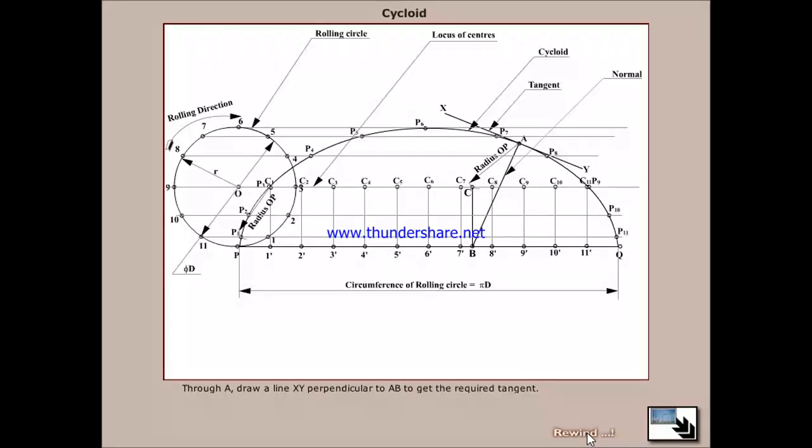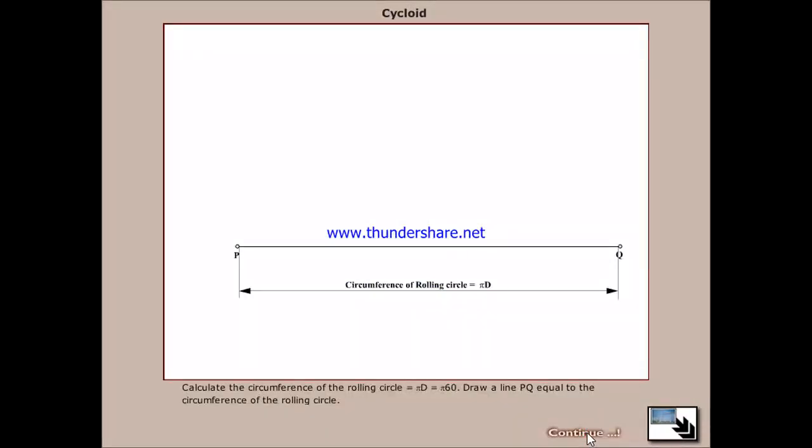Here we will observe the rolling circle, the rolling direction given, the locus of the centers, the cycloidal path, the tangent and the normal. Now we will study again how it is happening. Once again, calculate the circumference of the rolling circle.